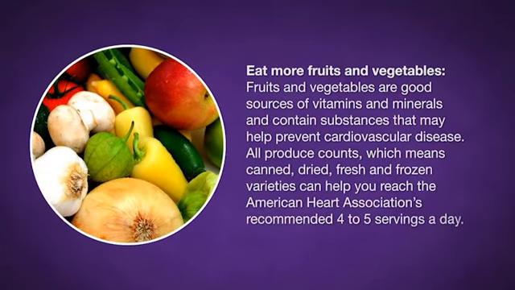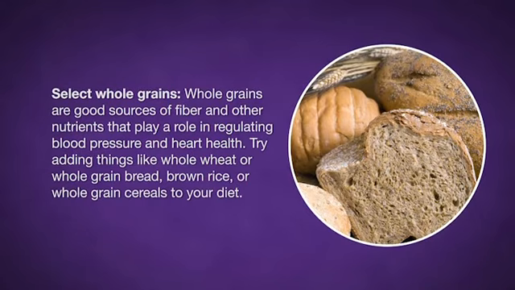Eat more fruits and vegetables. Fruits and vegetables are good sources of vitamins and minerals and contain substances that may help prevent cardiovascular disease. All produce counts, which means canned, dried, fresh, and frozen varieties can help you reach the American Heart Association's recommended 4 to 5 servings a day. Select whole grains. Whole grains are good sources of fiber and other nutrients that play a role in regulating blood pressure and heart health. Try adding things like whole wheat or whole grain bread, brown rice, or whole grain cereals to your diet.